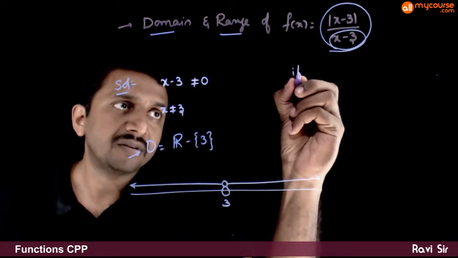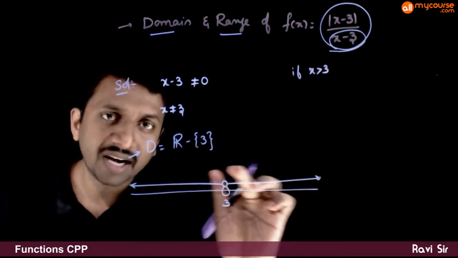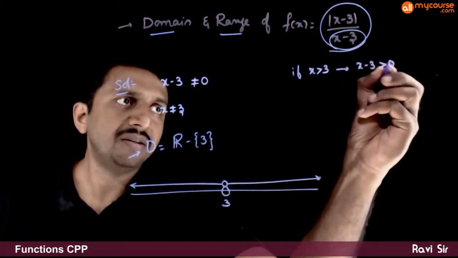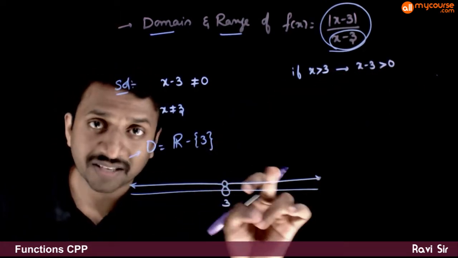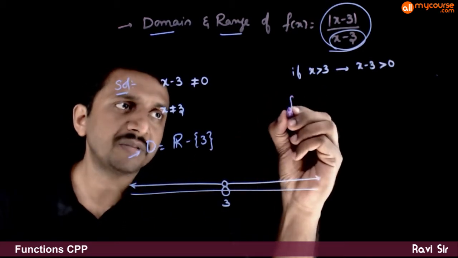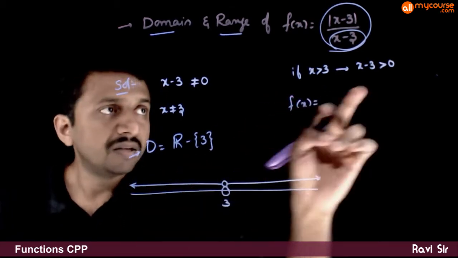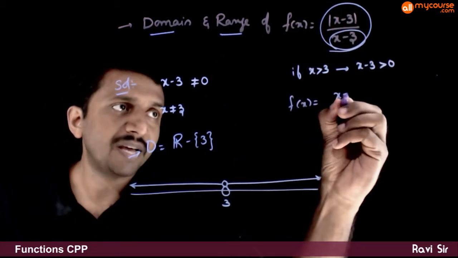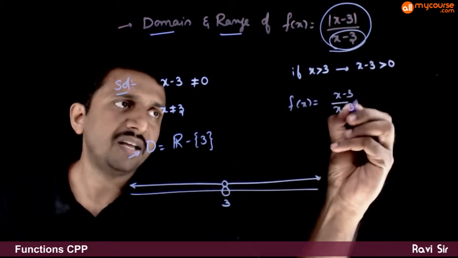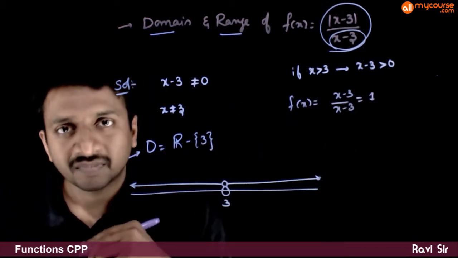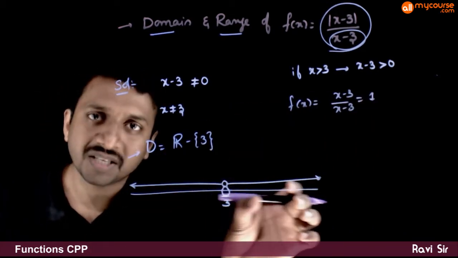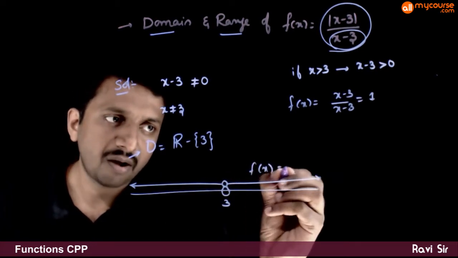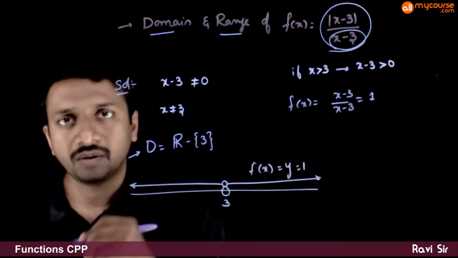If x is a number which is greater than 3, we know that x minus 3 is positive. So what does f of x become? Mod x minus 3 is same as x minus 3, so x minus 3 by x minus 3 is equal to 1. That means if you put any number which is greater than 3, the value of f of x or y will always be equal to 1.